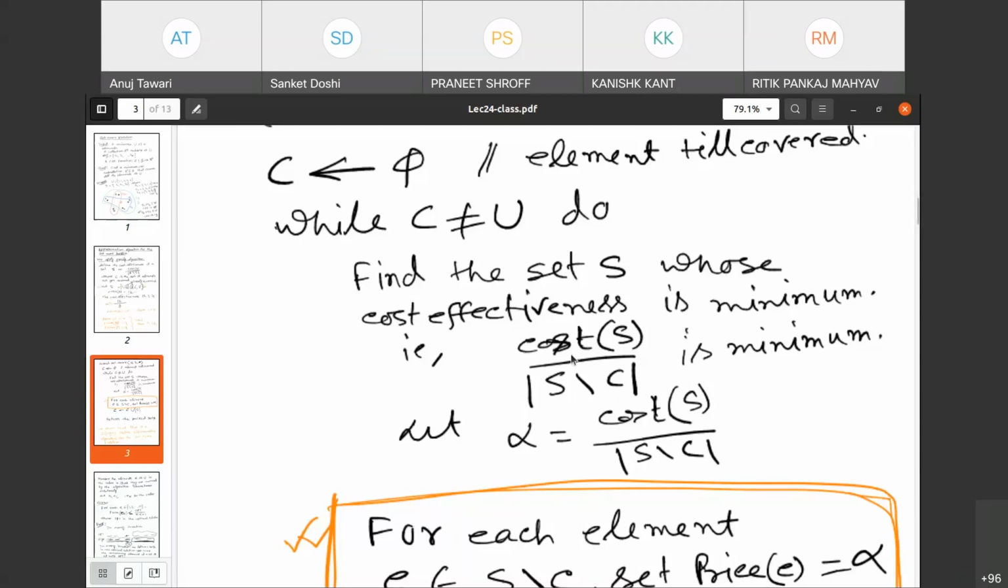So ideally, if there is some set S which is minimizing the cost, where the cost of that subset is minimum, but S minus C is the maximum, right? Then you will always pick that set. But it might be possible that in the remaining subsets, there is a lot of overlap with the already chosen elements. So that is a bad choice in that setting. So the optimal thing may not always contain the set S whose cost effectiveness is minimum.